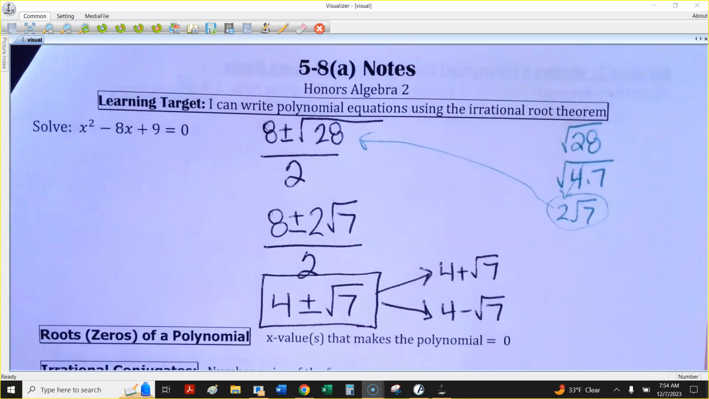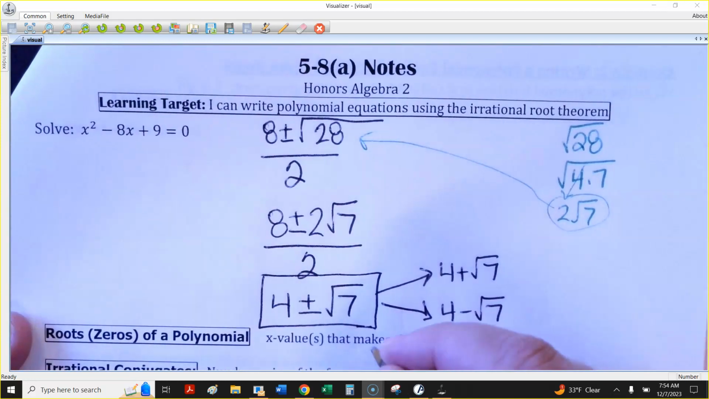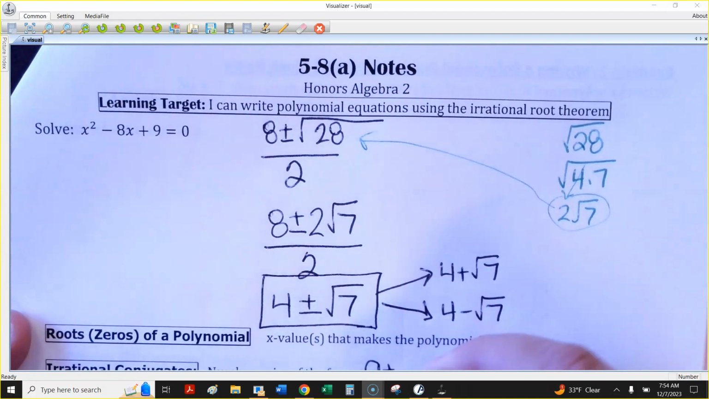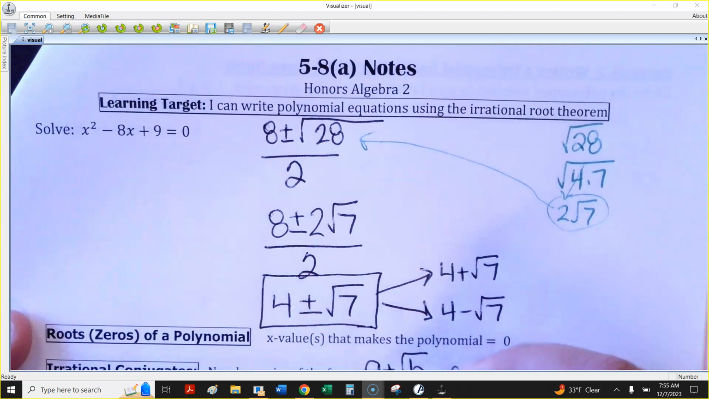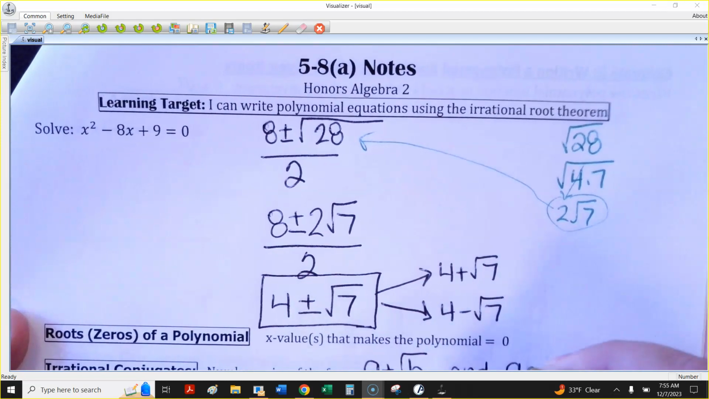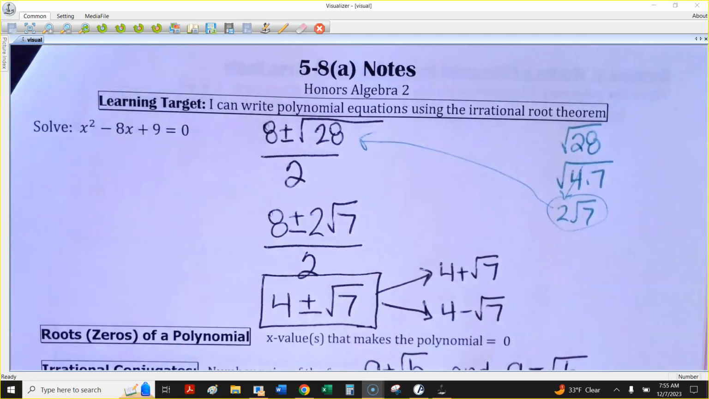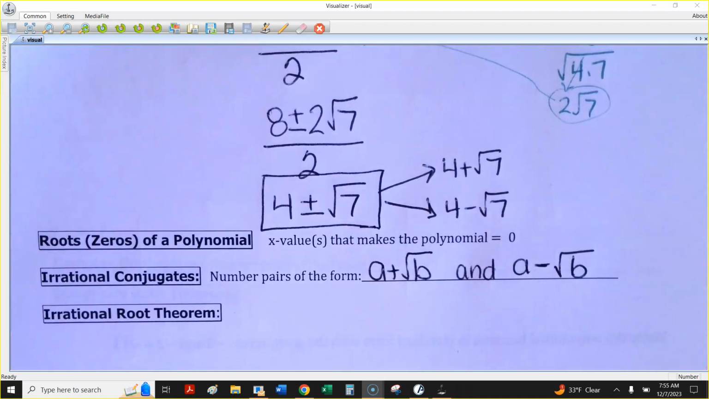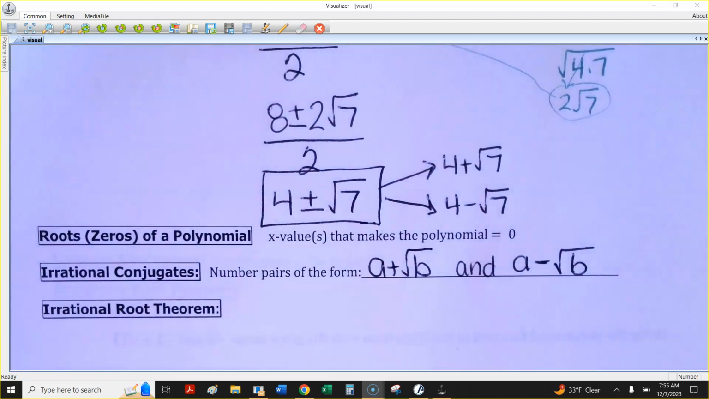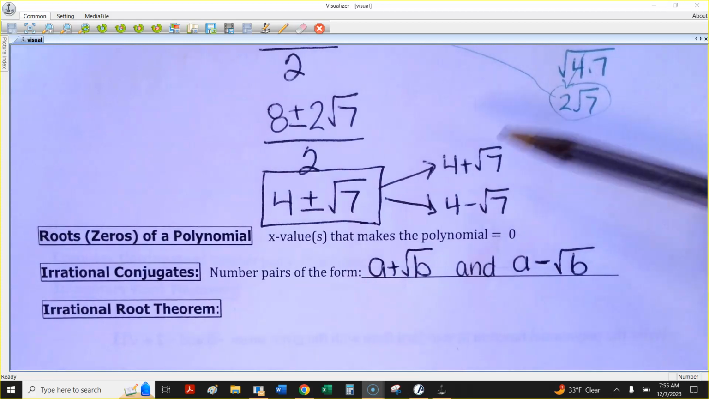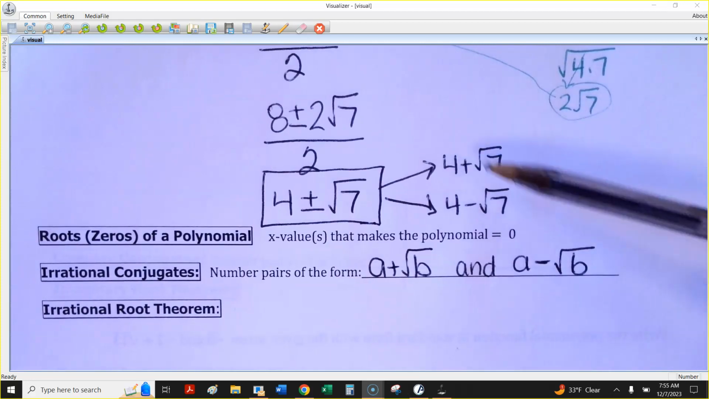The actual definition, you're going to see it like this. They would say a plus the square root of b and a minus the square root of b. That's the format you would see them in. So in the example we just did above, 4 would be a and 7 would be b.